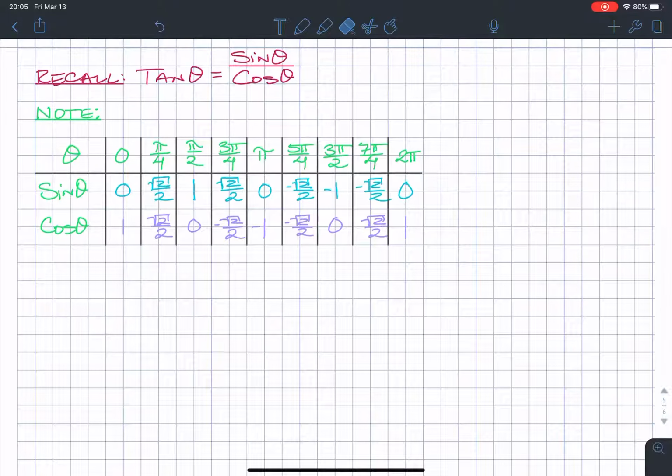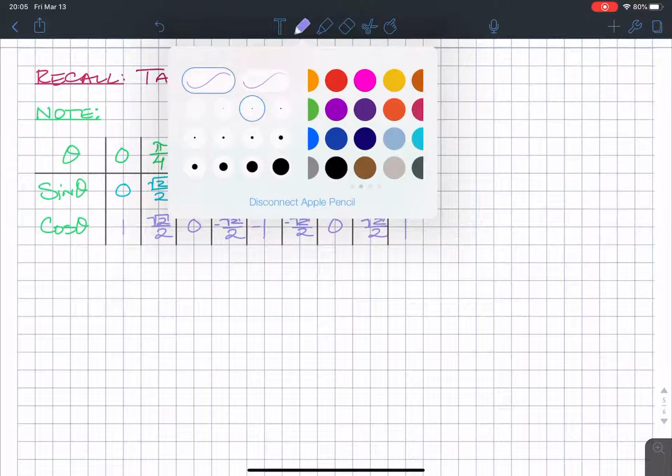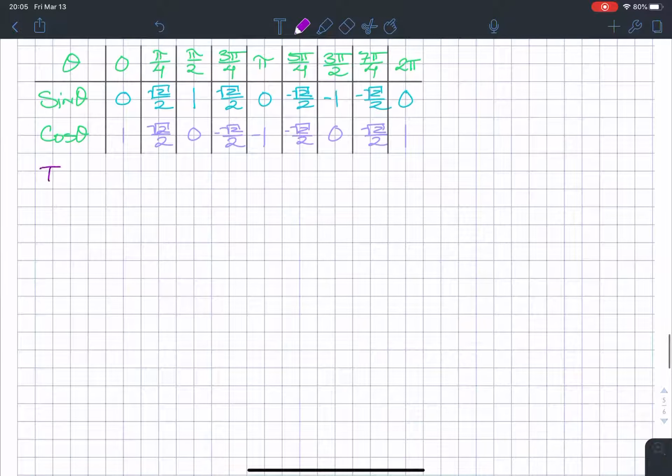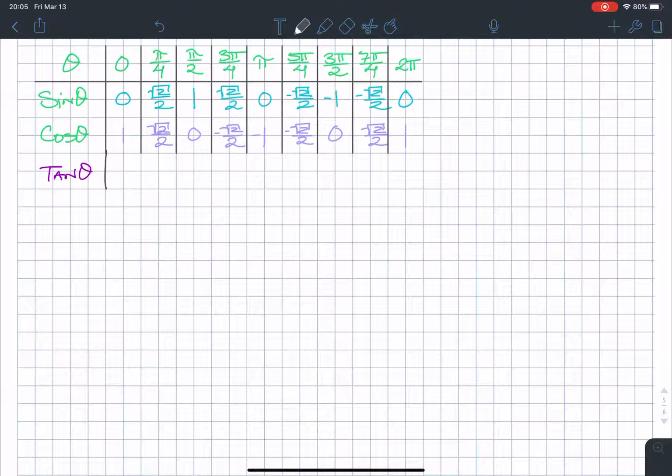Okay, so what I'd like to do now is consider the graph. Let's do tangent in this color of purple. So tangent of theta, we know, is the quotient, sine over cosine. So let's go ahead and take the quotient of the two numbers above in each instance. Okay, so 0 divided by 1 is fine. It's 0. It's thou shalt not divide by 0 that's the problem.